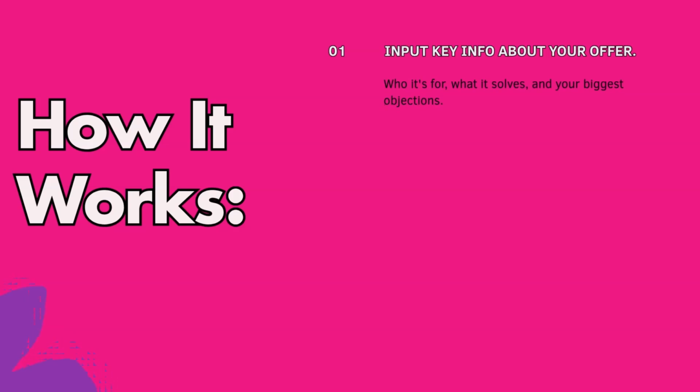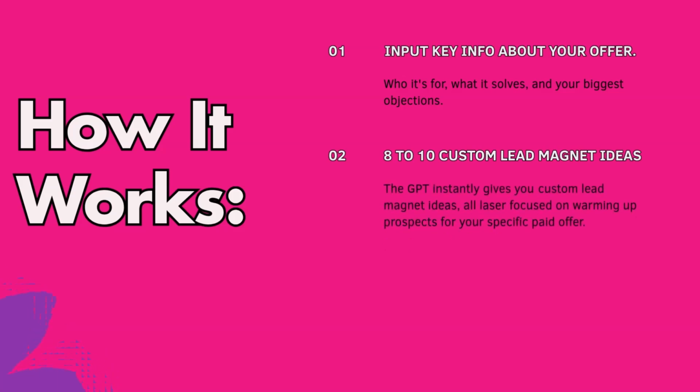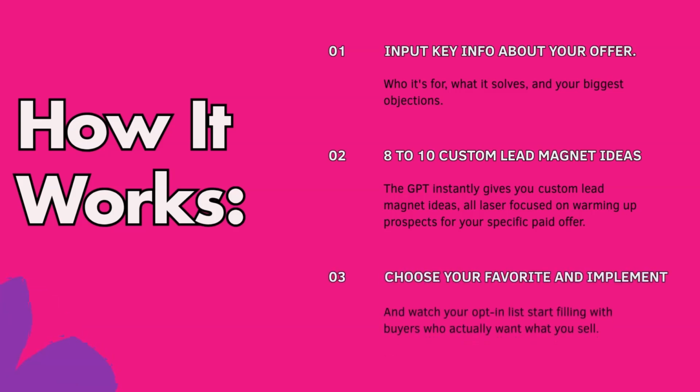Here's how it works. Step 1. Input key info about your offer, who it's for, what it solves, and your biggest objections. Step 2, the GPT instantly gives you 8 to 10 custom lead magnet ideas, all laser focused on warming up prospects for your specific paid offer. Step 3, choose your favorite, implement it, and watch your opt-in list start filling with buyers who actually want what you sell.